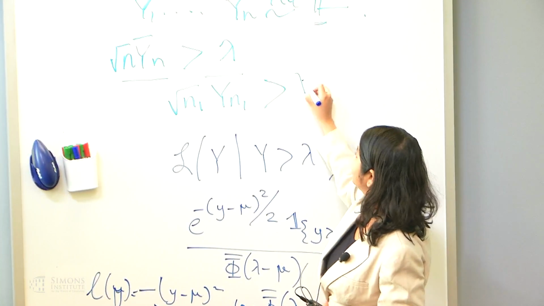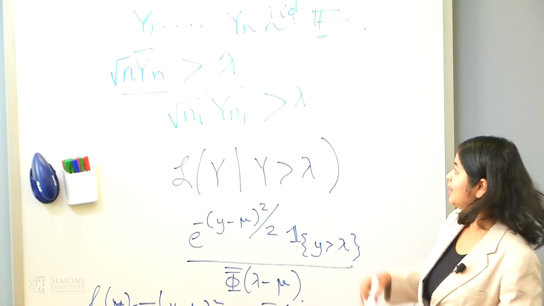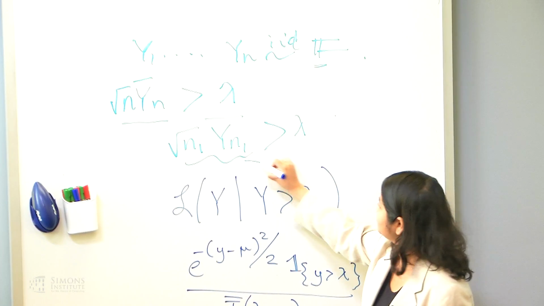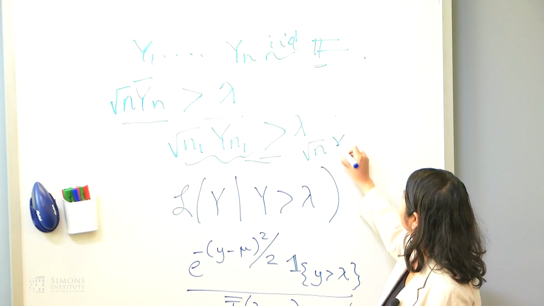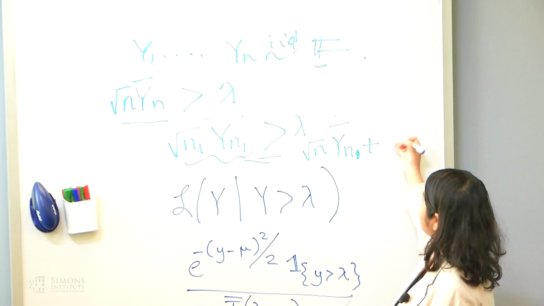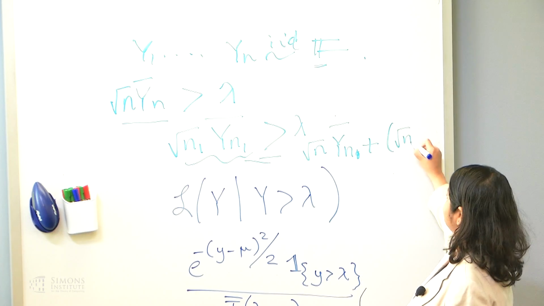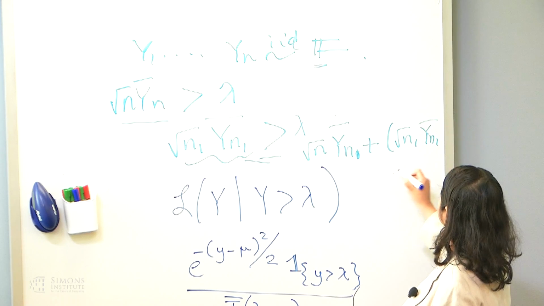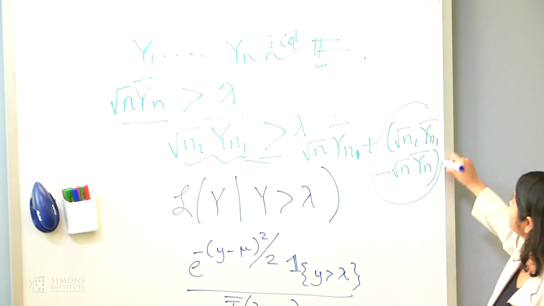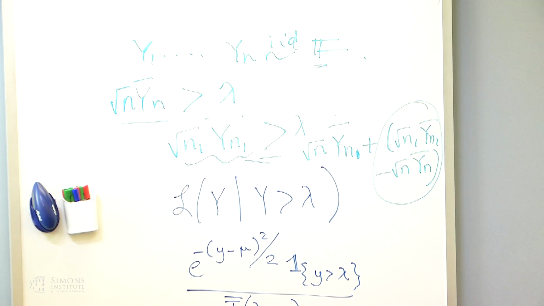So this is my selection criterion, right? Now if I rewrite this selection criterion as root n times y bar n1 plus subtract this term basically, then you can see that this term is asymptotically a Gaussian because you're just looking at the square root of n1 times the difference of the means, scaled by square root n.